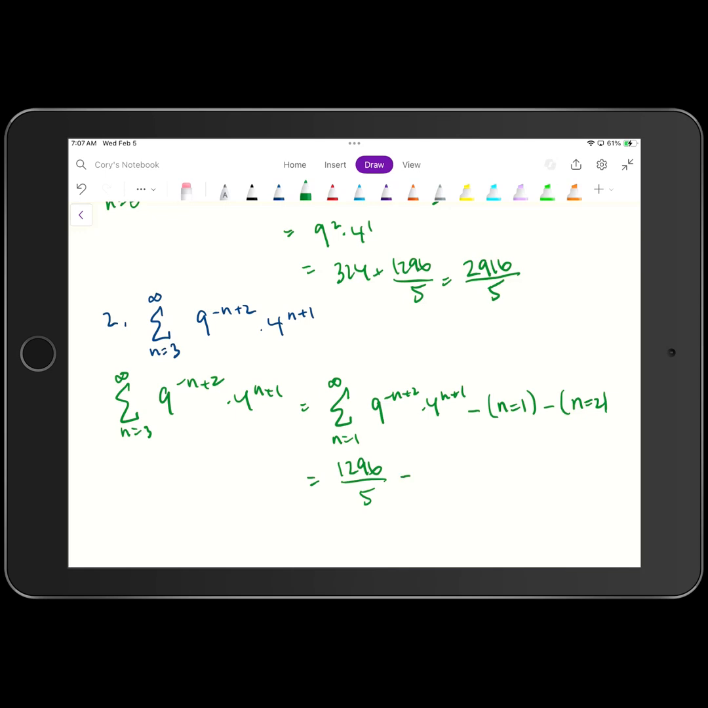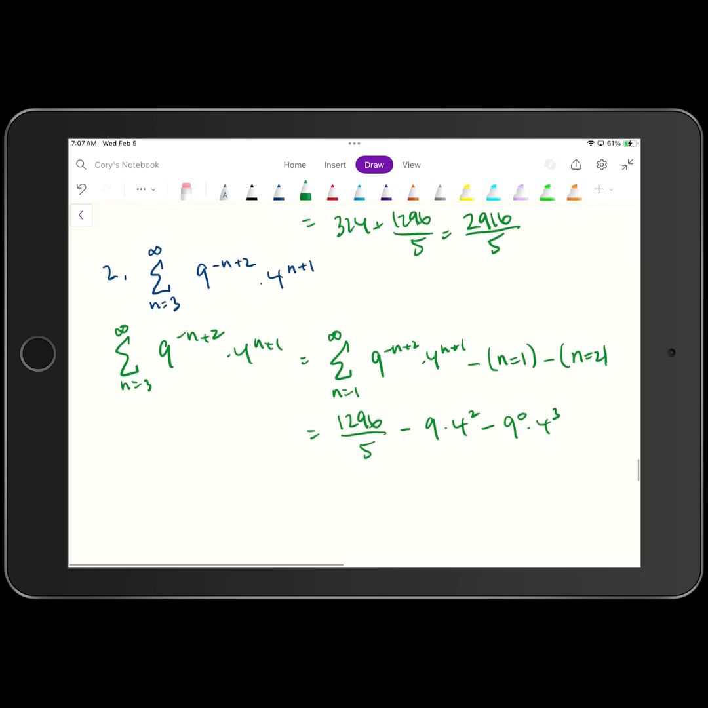We're going to take away the n equals 1 term. When I plug 1 into the formula, we get 9 to the first power times 4 to the second power. And then we're also going to subtract the n equals 2 term, which is 9 to the 0 power times 4 to the third power. So this becomes 1296 over 5 minus 16 times 9, which is 144, minus 4 cubed, which is 64. And that winds up totaling 256 over 5.